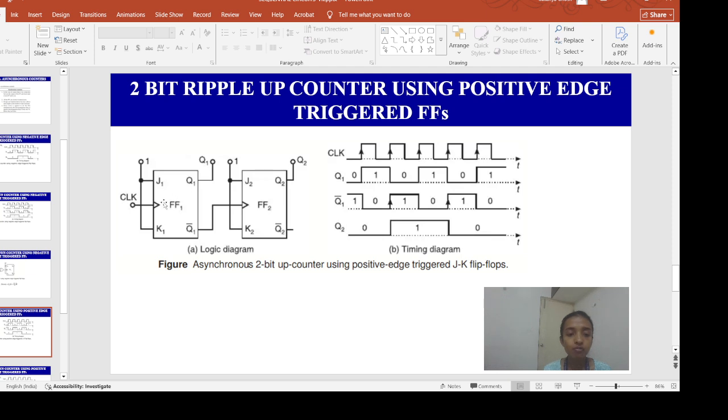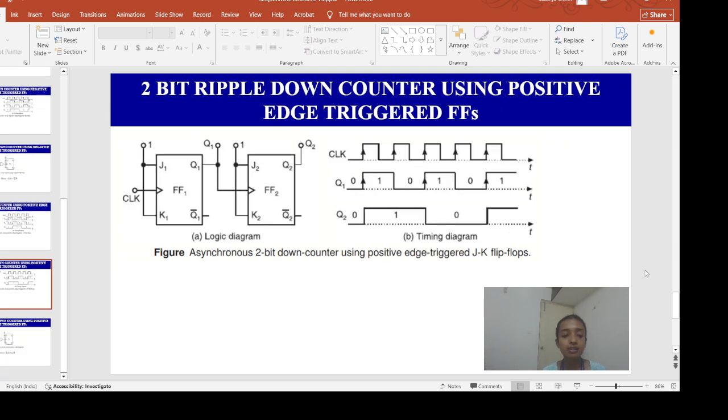The first flip-flop toggles at the positive going edge of each clock pulse, and the second flip-flop toggles whenever this Q1 bar changes from 0 to 1. The state transition occurs at the positive going edge of the clock pulse. The counting sequence we have already seen in the up counter, 00, 01, 10, 11, 00, like that. The process is the same, only here Q1 bar is connected to the clock of the second flip-flop, and we are using the positive going edge of the clock pulse.